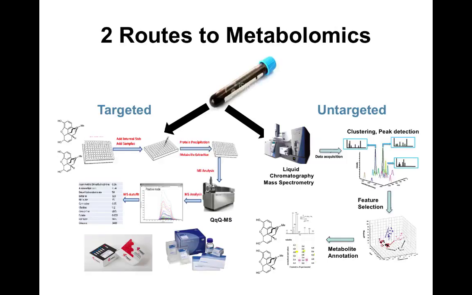Now there are two routes to metabolomics. There are targeted routes and there are untargeted metabolomics. Targeted essentially is a method for identifying and quantifying a small set of compounds. Untargeted is essentially a hypothesis generating thing. It's a way of identifying thousands of features and using statistics in some situations to identify those features that are driving, and sometimes even the metabolites that are driving, those differences.